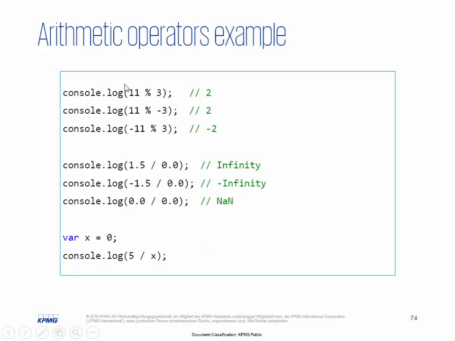Here we have the arithmetic operator for a remainder. So we can see that if we divide 11 by 3, we get a remainder of 2. If we divide 11 by minus 3, we still get a remainder of 2. And if we divide minus 11 by 3, we get a remainder of minus 2.